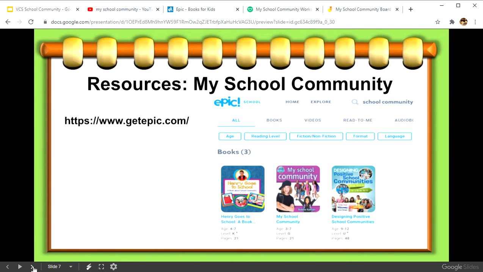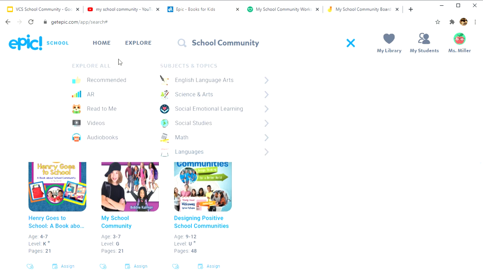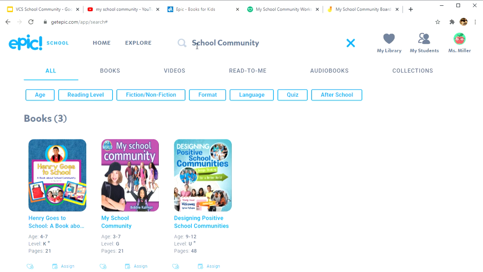In addition, Epic Books at www.getepic.com has virtual books that are available for students. It's a free resource. You can search by school community, and 3 books came up. Henry Goes to School is one, and it's recommended for age 4 to 7, a reading level of K, and it has 21 pages.